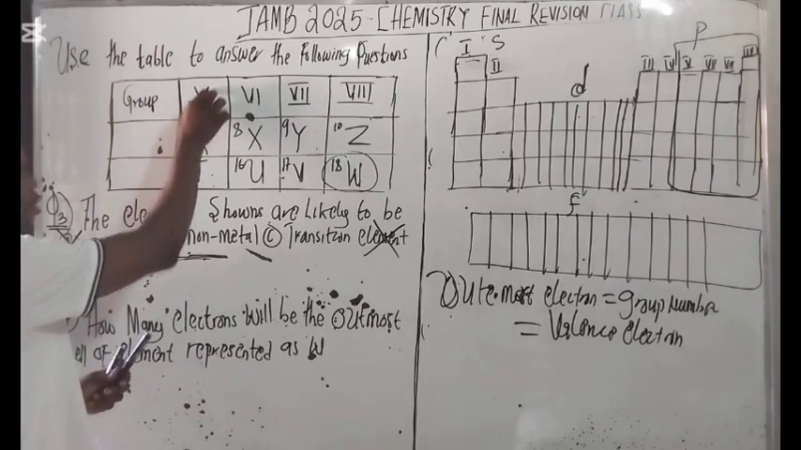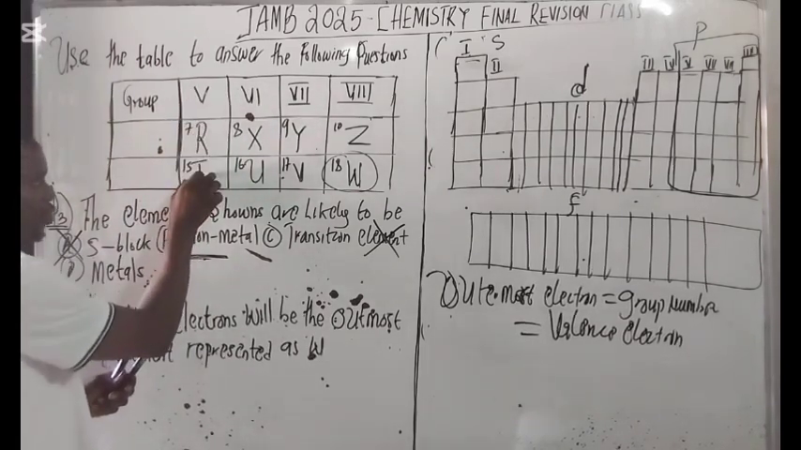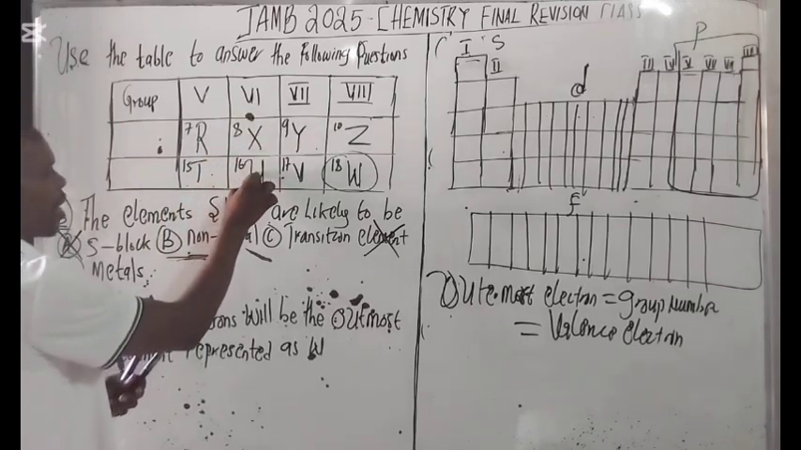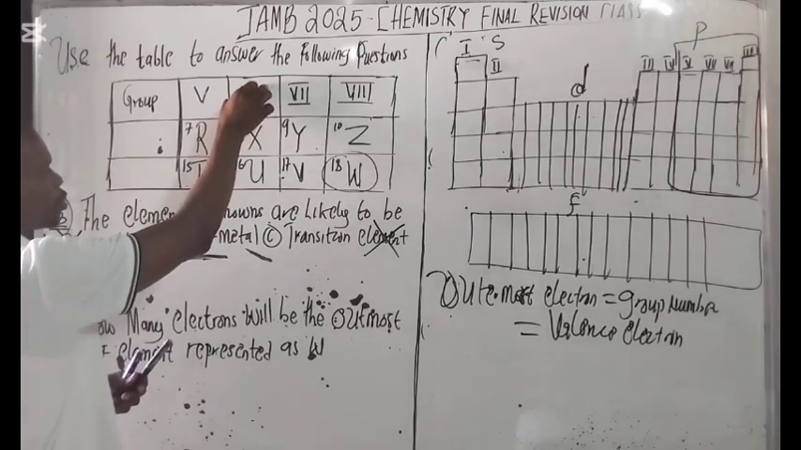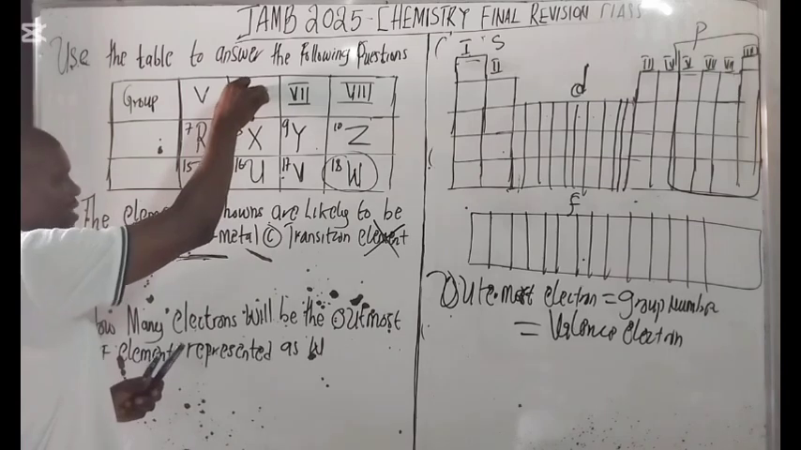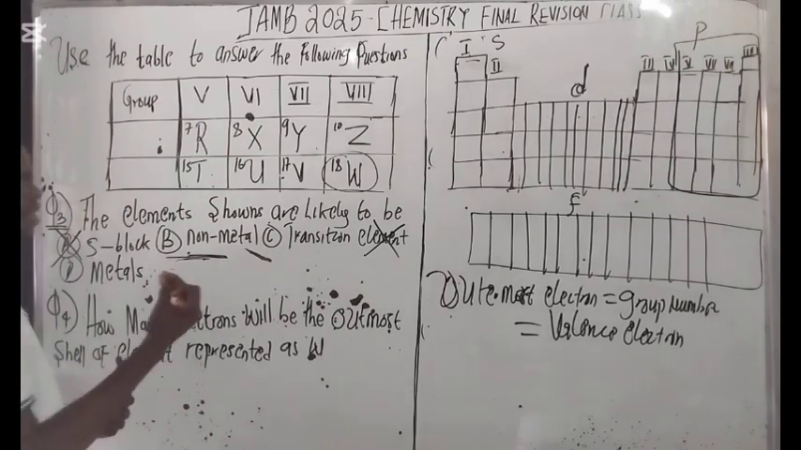Are in group 5. So this and this belong to group 5. Now F and U, they're under group 6. So they belong to group 6, while the atom's electron is 6.